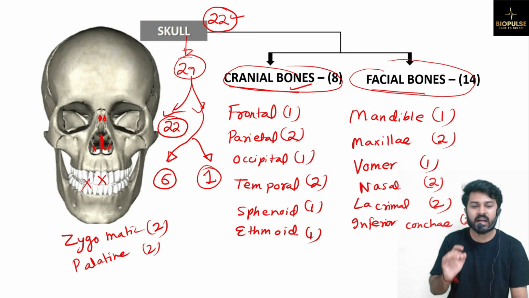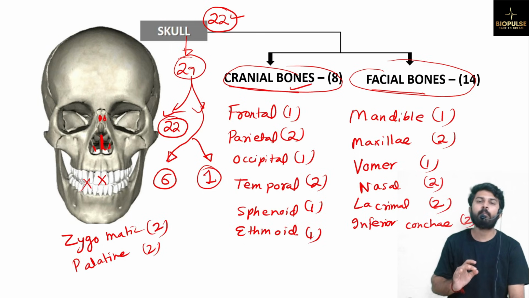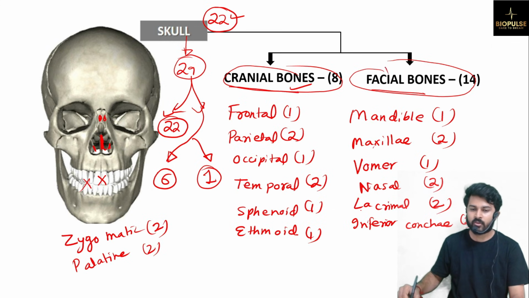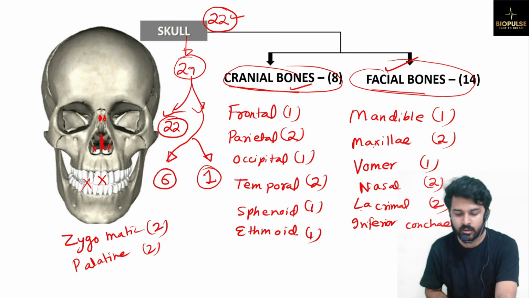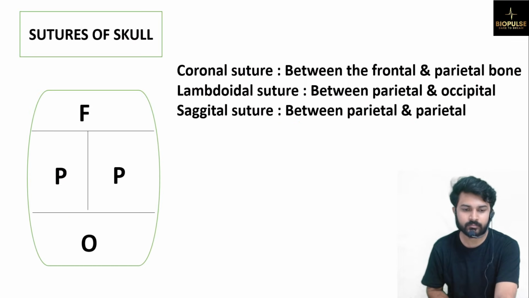Everything except the mandible and the vomer are paired structure. Clear? So let's count 2 plus 2 4, 6, 7, 8, 9, 10, 11, 12, 13, 14. So 14 bones of the facial or face region over.